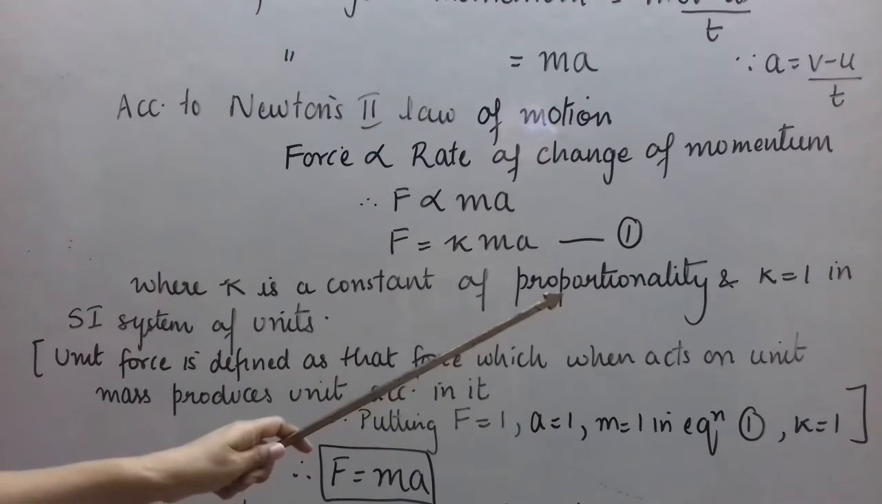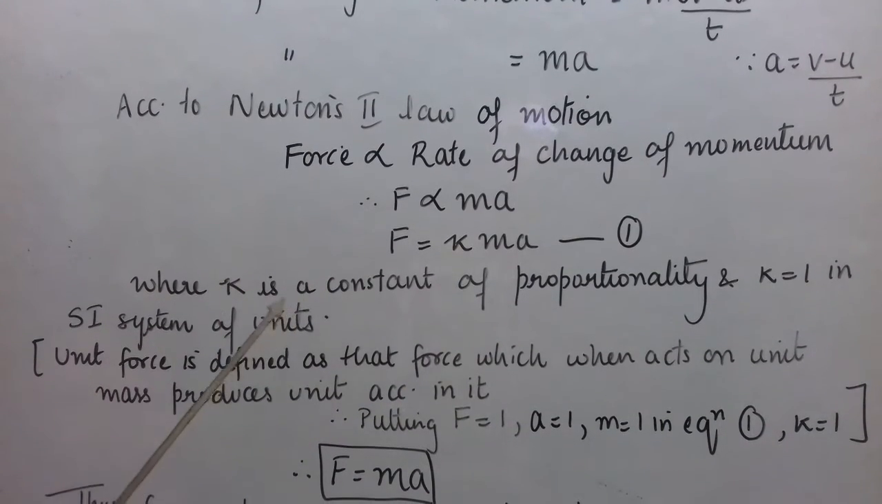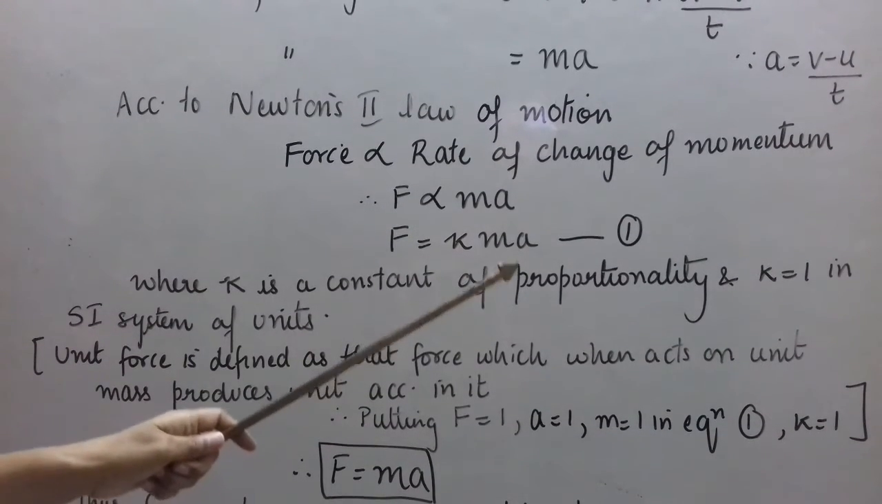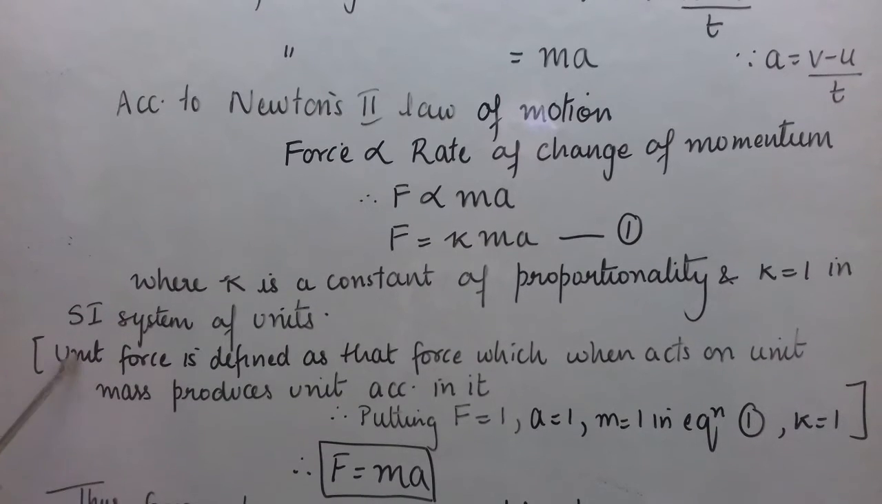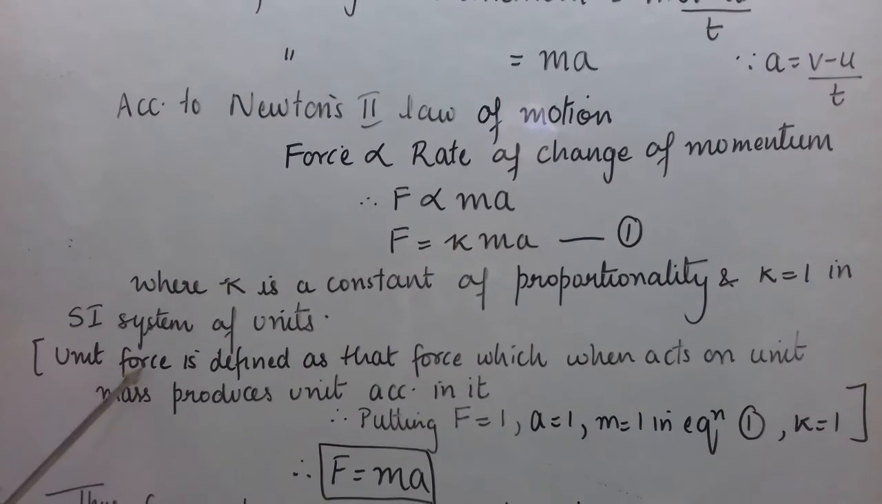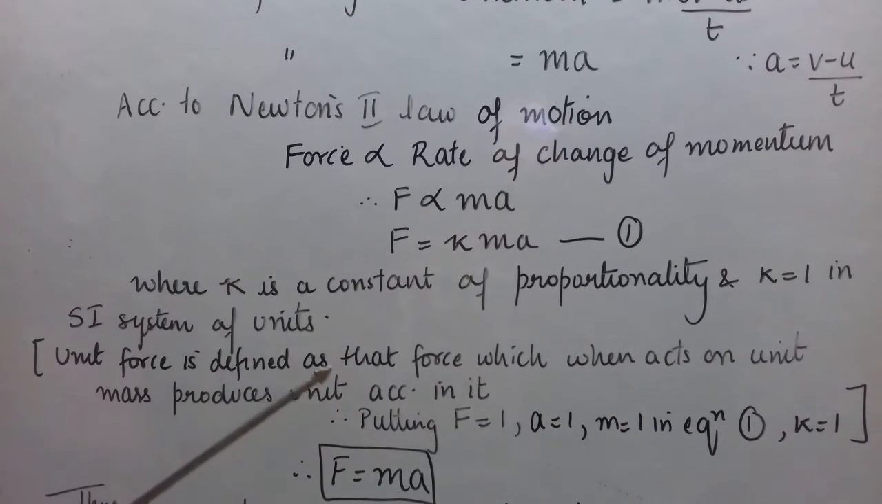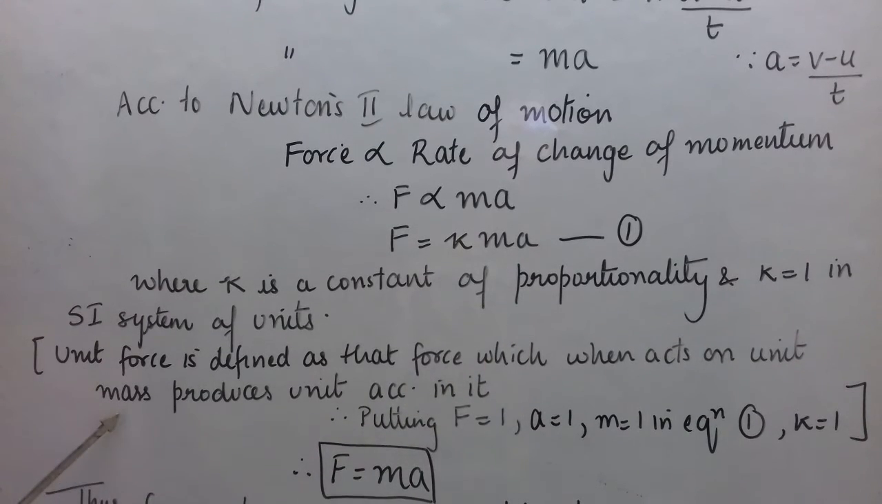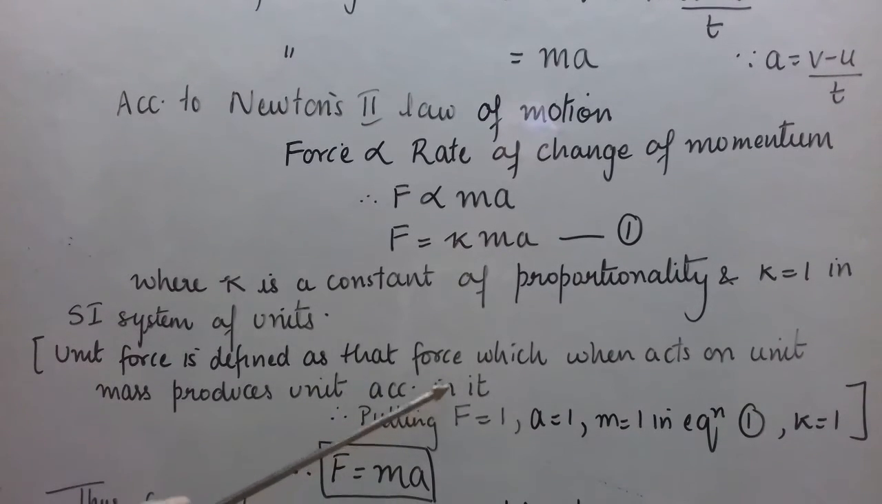Now how is K equal to 1? In the derivation there is no need to write it, but I will explain it here. For taking the value of K to be equal to 1, unit force in SI system was defined in this manner. Unit force, unit means 1. Unit force is defined as that force which when it acts on unit mass, meaning 1 mass, produces unit acceleration in it, 1 acceleration in it.